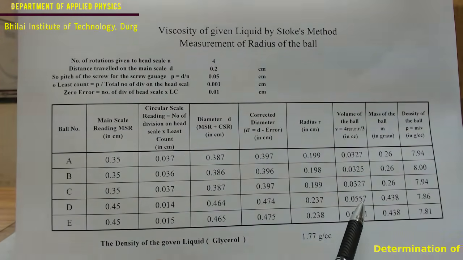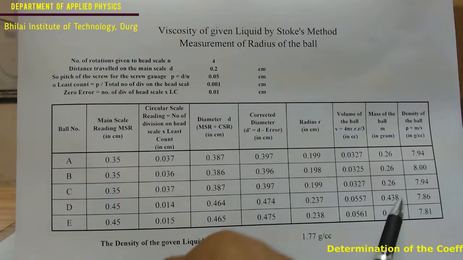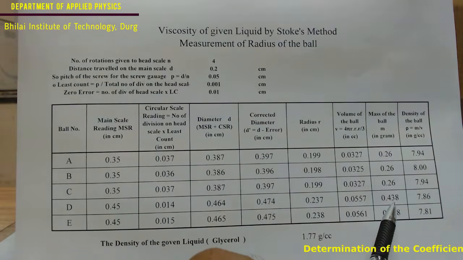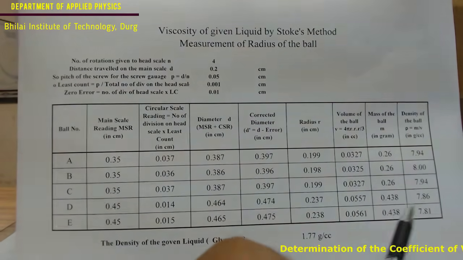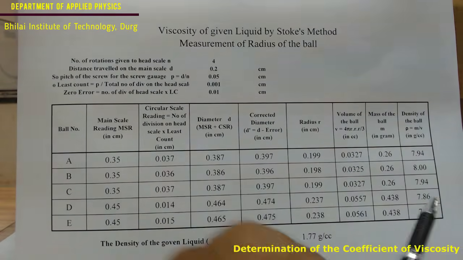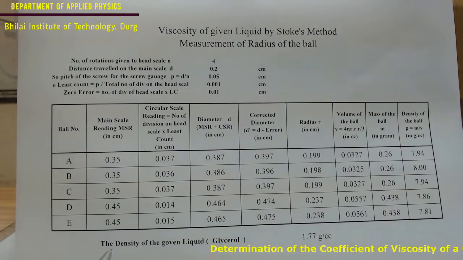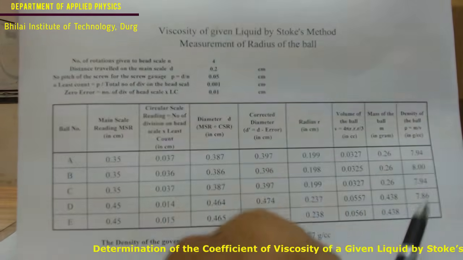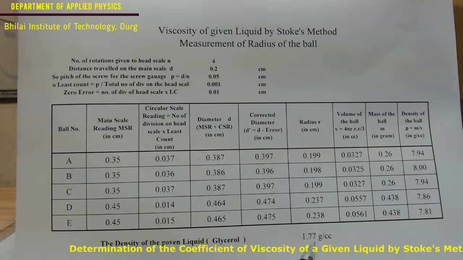The 4 pi r cube divided by 3 formula gives us the volume. The measured mass of the ball is 0.438. This mass divided by volume gives us the density, which is equal to 7.86. And the next thing provided in the experiment is the density of the given liquid, that is glycerol, which is equal to 1.77 gram per cc. The density of the ball is calculated here, and the density of the liquid is already provided here.